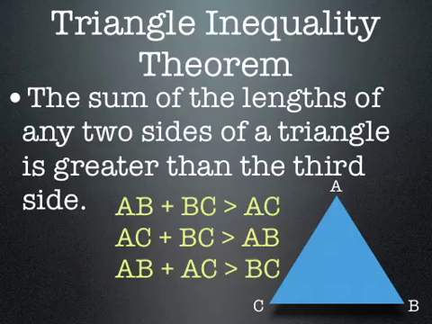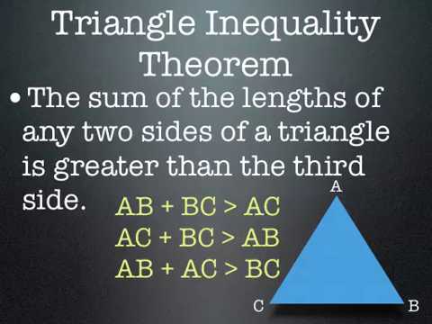The triangle inequality theorem says that the sum of the lengths of any two sides of a triangle is greater than the third side. So if you look below at the triangle, that means that side AB plus side BC has to be greater than the third side AC. It also has to be true all 3 times.